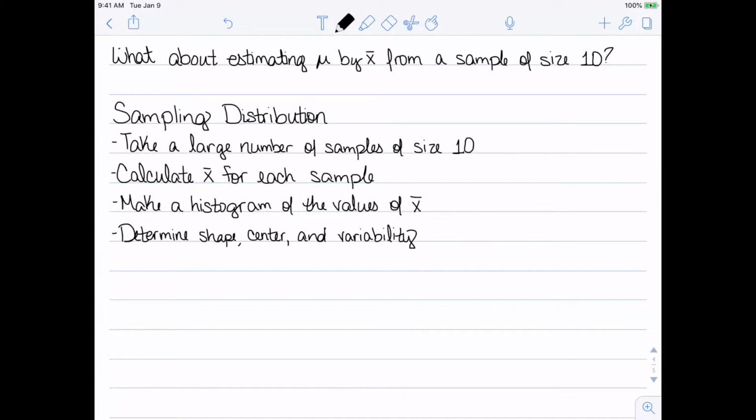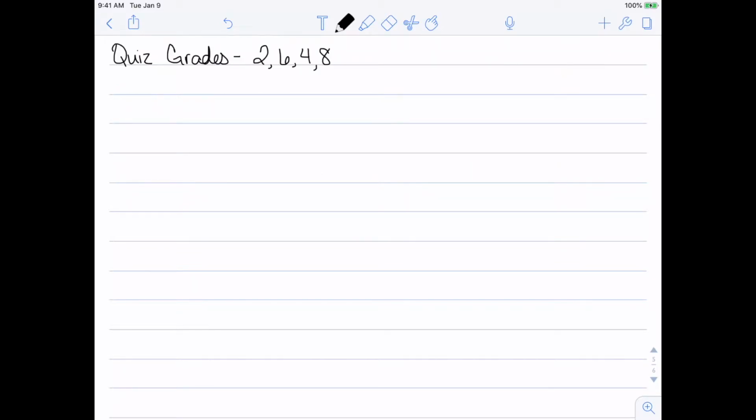So let's look at an actual example of building a sampling distribution. We'll determine the shape, and then we'll talk about center and variability in a separate video. Let's suppose I have a very small class that only consists of 4 students. I gave these students a quiz, and their grades were a 2, 6, 4, and 8 out of a total of 8 points. I'm going to look at samples of size 2. The first step in a sampling distribution was to take a lot of samples of the same size. I'm going to look at every single possible sample of size 2 with replacement.